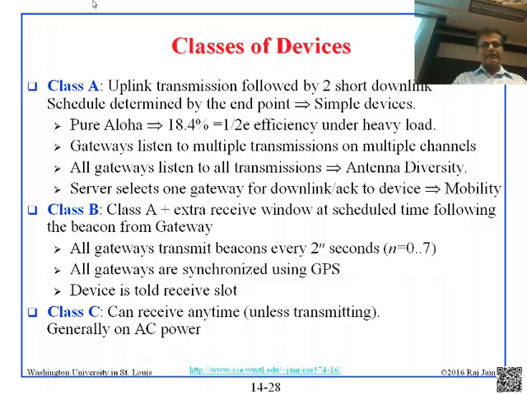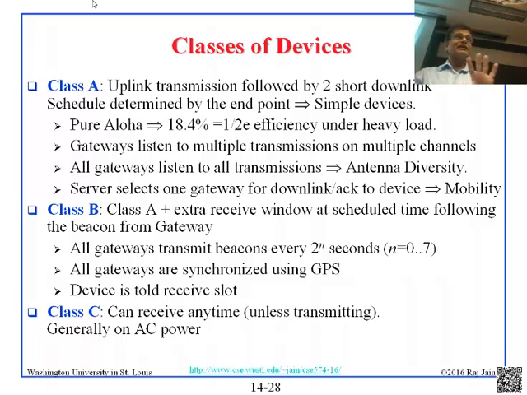Right. So there are three classes of devices. Uplink transmission followed by two short downlink windows, scheduled by the endpoint, which are simple devices. So basically, class A is that whenever you transmit, you can receive up to two things downstream. Okay? And that's it. You cannot receive at any other time. The next time you transmit, you get two more downlink opportunities. Okay? And so the devices are very simple, and it's all pure Aloha.